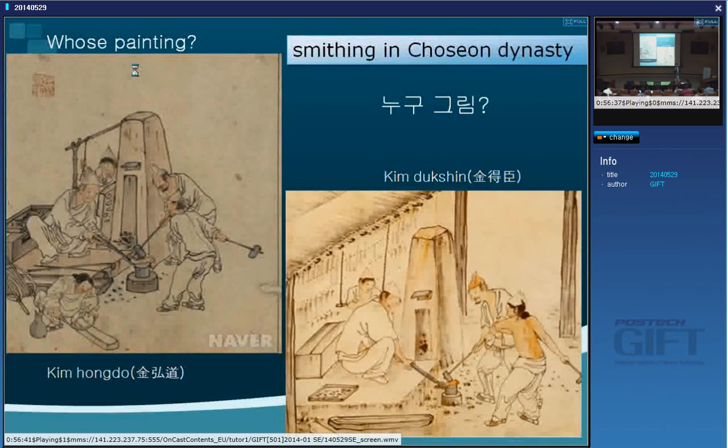At the time, what did they use? Understood? What kind of tools did they use in the Proto-Three Kingdoms period, before the 3rd century AD? We couldn't find hammering tools.